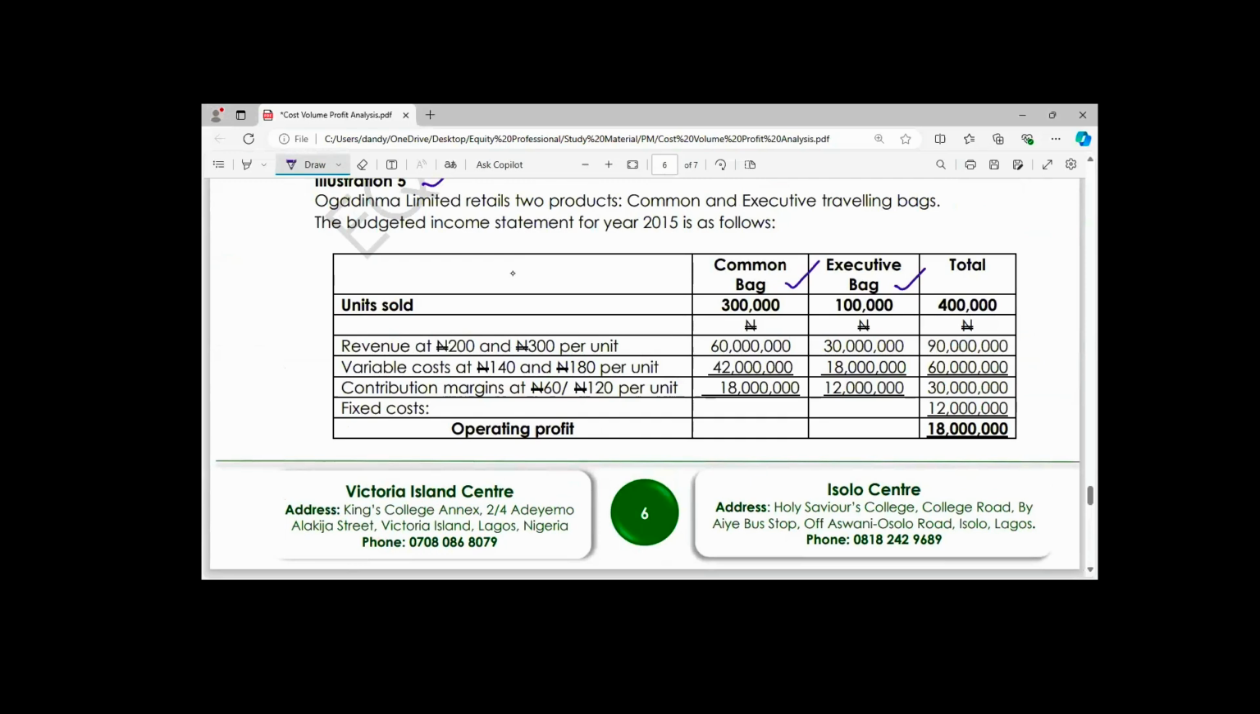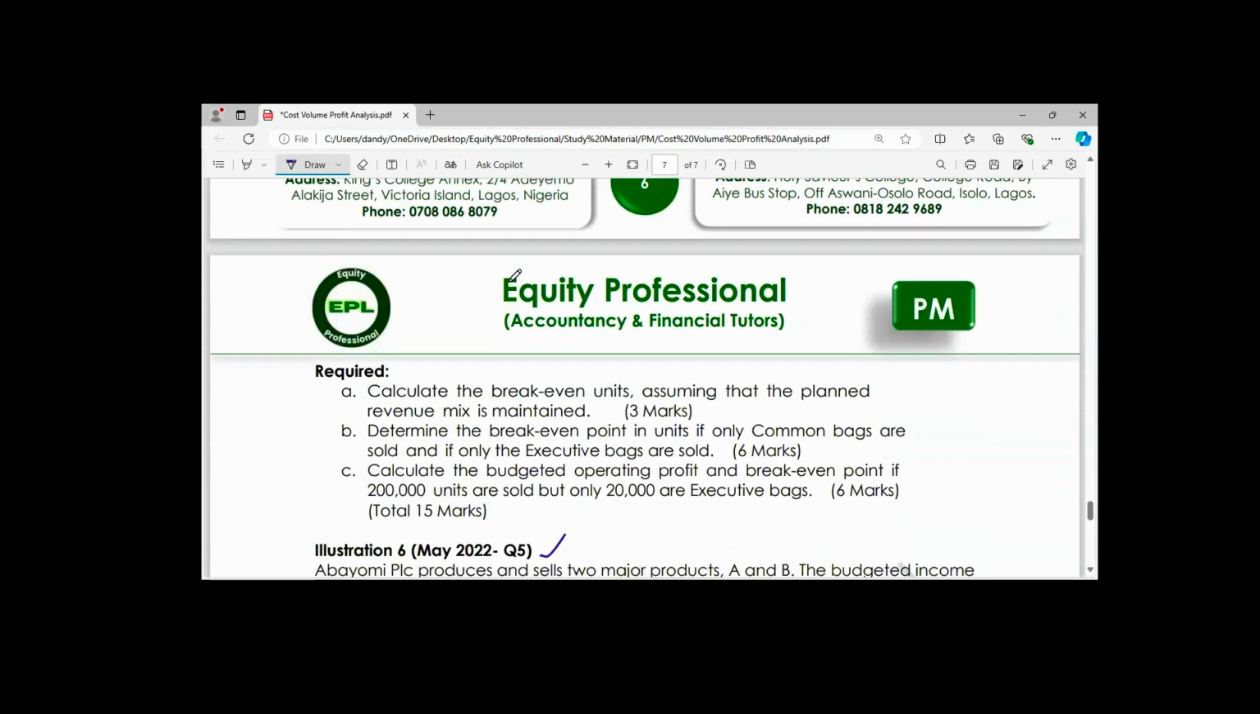Therefore, the way you calculate break-even points for a single product organization is different from the way you do for a multi-product organization. Now, in the requirements, the examiner is asking you to calculate the break-even points in units, assuming the planned revenue mix is maintained. What are you supposed to do here? For you to be able to answer the A correctly, just follow the normal procedure, the 5 procedures I gave to you earlier in computing break-even points in units for an organization. Therefore, let me stop sharing this and move to the working note so that we can quickly solve the question.